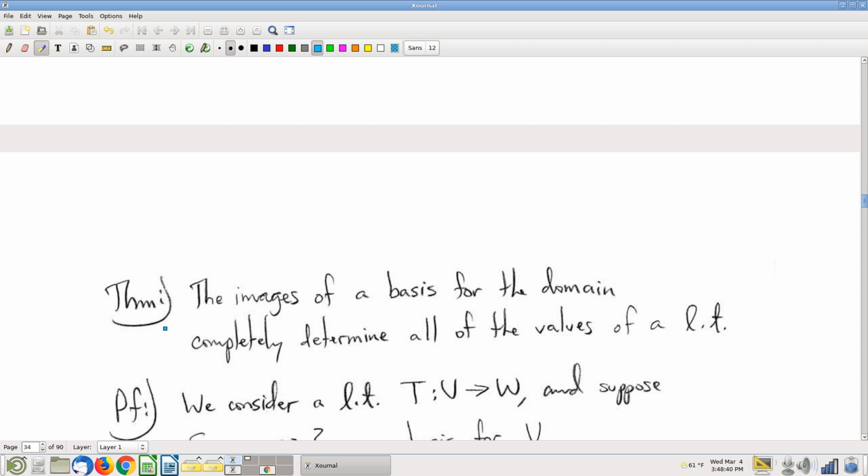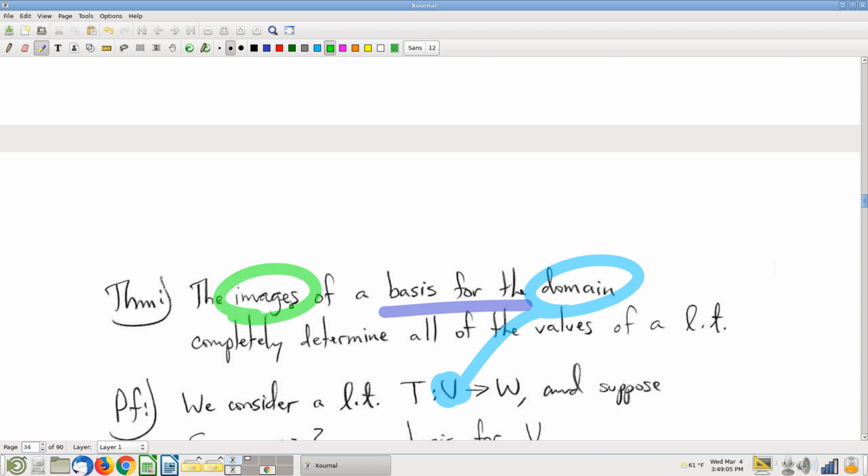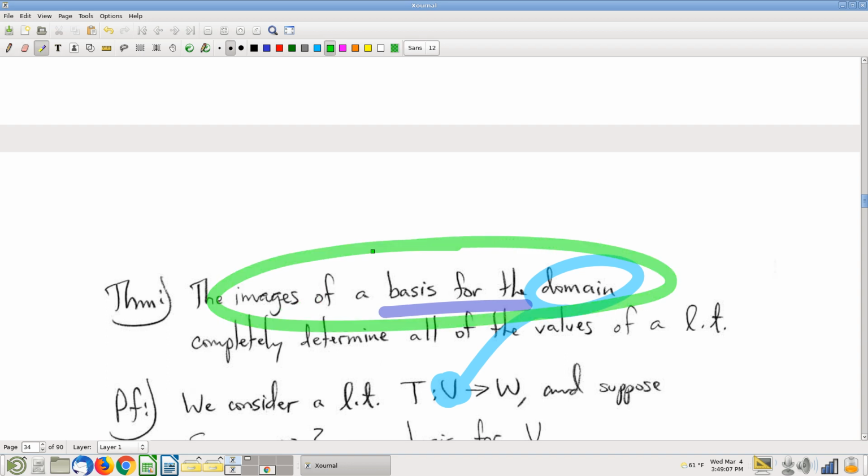So, shocking theorem: if you have a linear transformation from V to W, and if you have a basis for that domain. So it's important that it be a basis. And then if you tell me the images, and keep in mind images means outputs, right? So if you tell me the images of those basis vectors living inside of W, you wouldn't think that'd be a lot of information.